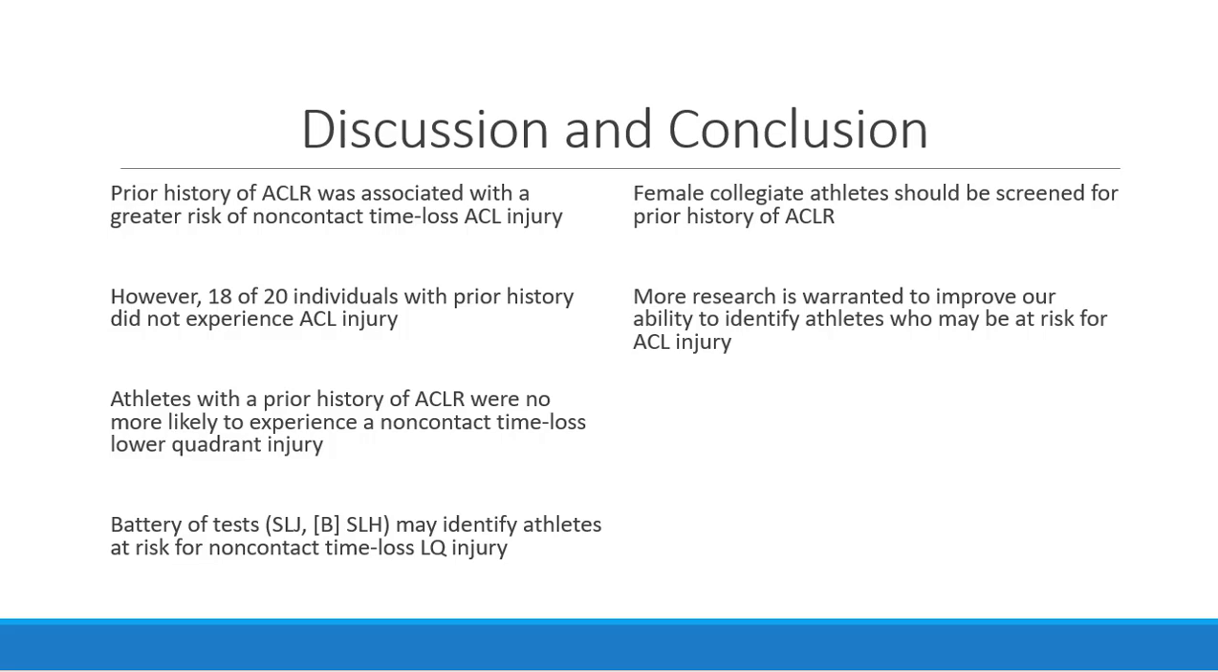So prior history of ACLR was associated with a greater risk of non-contact time loss ACL injury. Interestingly, though, 18 of the 20 individuals with prior history did not experience ACL injury. So it's a risk factor, but it does not mean that all individuals are affected, in this case only 2 of 20. Athletes with a prior history of ACLR were no more likely to experience a non-contact time loss lower quadrant injury. A battery of tests may help to identify athletes at risk for any non-contact time loss lower quadrant injury.